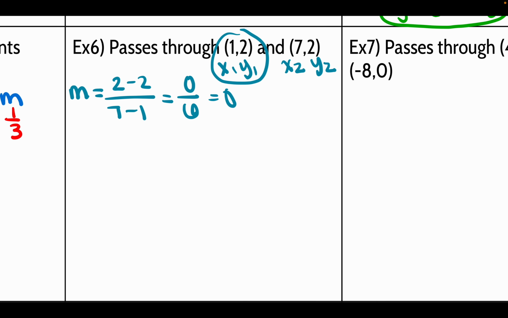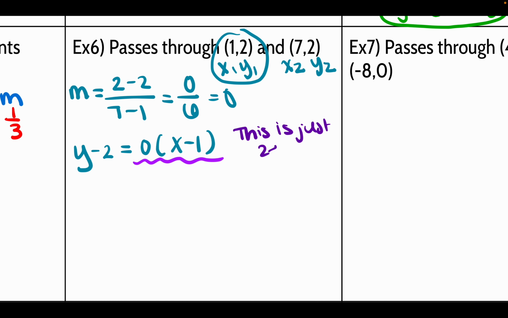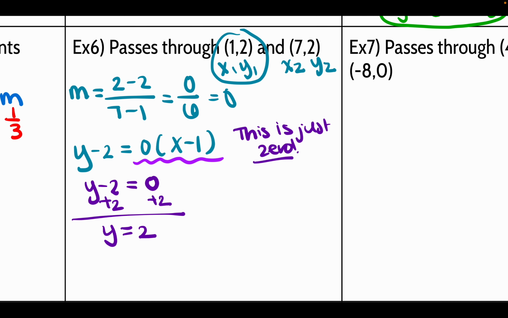Now take your point and plug it in. So we have y minus 2 equal to 0 times x minus 1. So what do we notice right here? 0 times x minus 1. Well, hopefully you notice that this is just 0. So we have y minus 2 equal to 0. Add 2 to both sides. Y equals 2. And that's okay, because this is just a horizontal line.